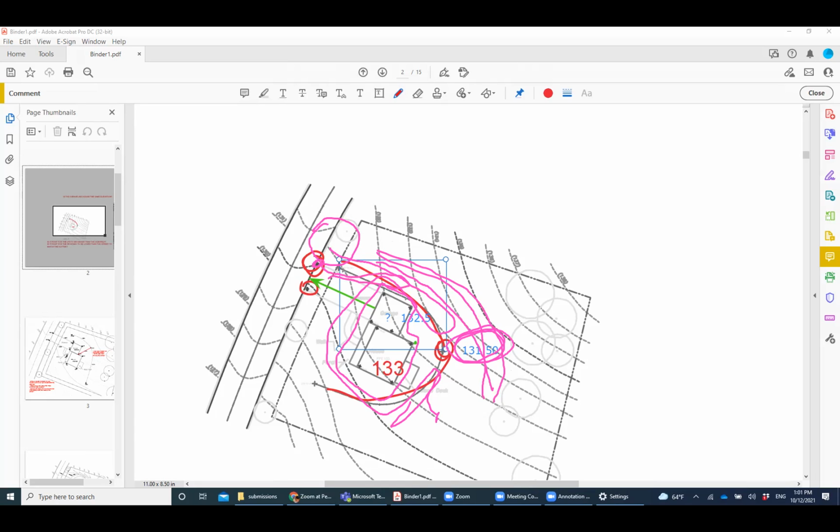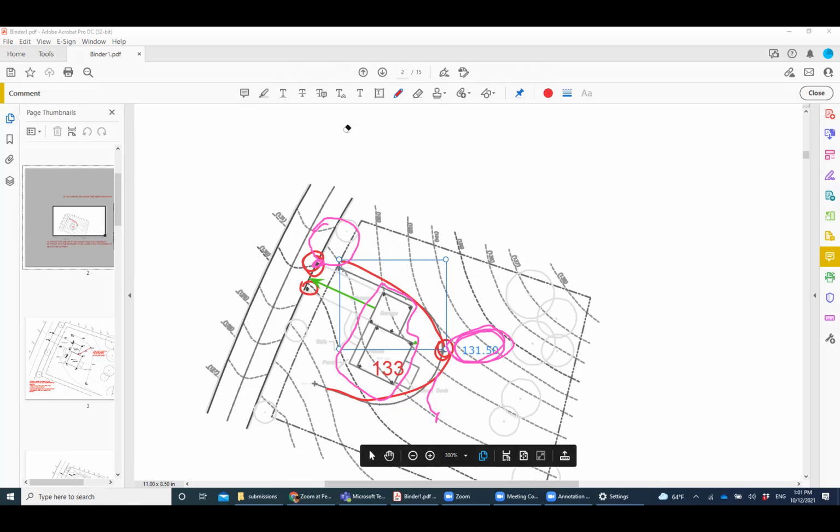Does that make sense? I know my mouse is not making it very clear, but if you have 131.50, the first swell contour is 131, but your 131 is over here. And this is where you start to connect your swell. And you have only this one, and you don't have any other contour to help you shape your swell. Does that make sense?